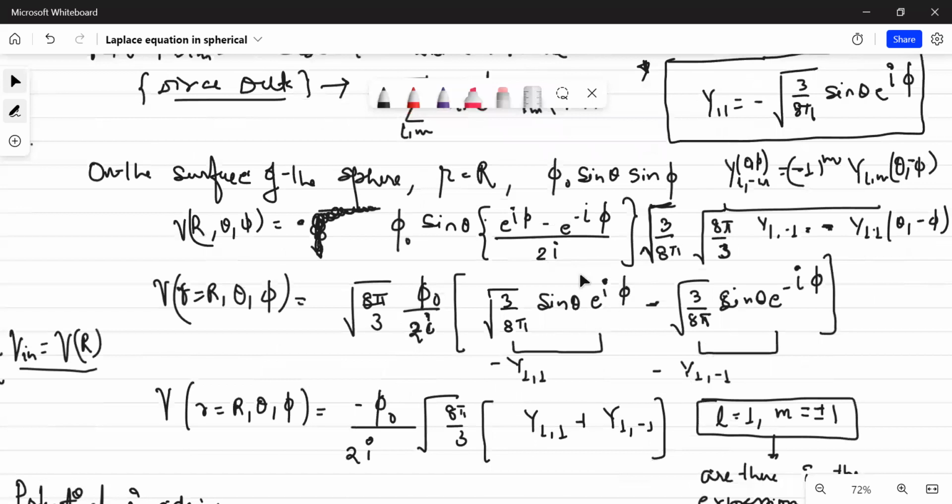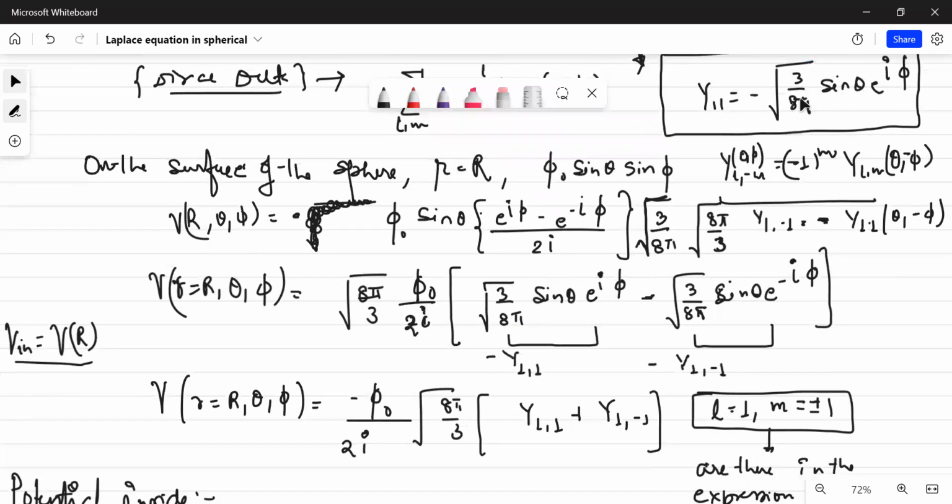Now understand that this particular term is your minus Y_11. See, what is Y_11? Root over 3 upon 8 pi sine theta e to the power iota phi. This negative you take common, and you can absorb this negative in the phi naught itself if you want. Otherwise, the potential would come as negative. And this particular term, you can see, is Y_1,-1.